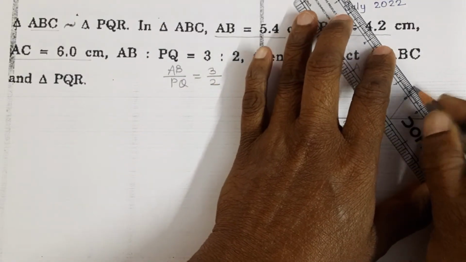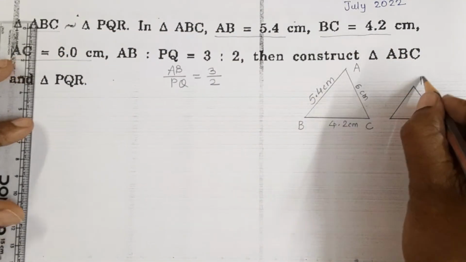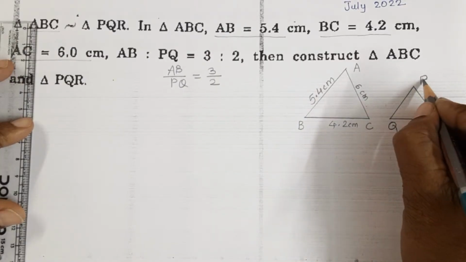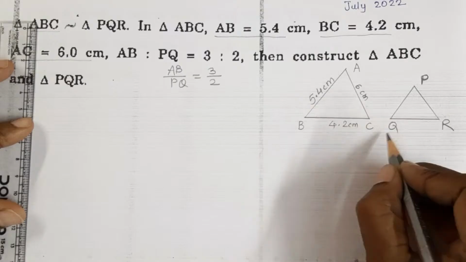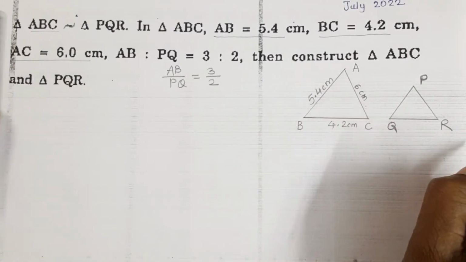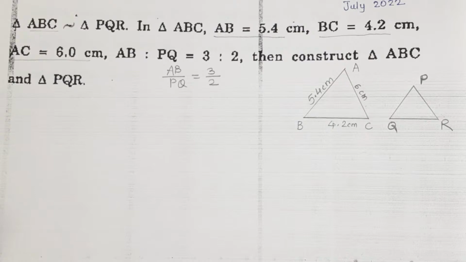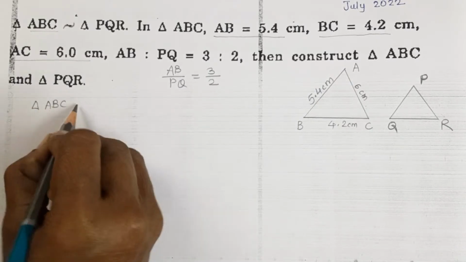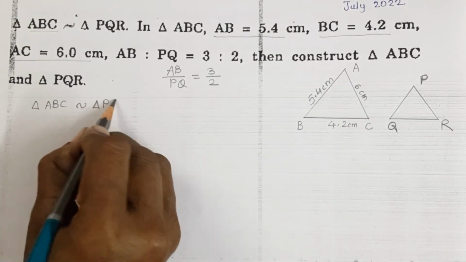PQR, students. Okay, this is the triangle PQR. Okay, this way. So first calculation completed. Okay, complete the calculation. So here we write here triangle ABC is similar to triangle PQR.